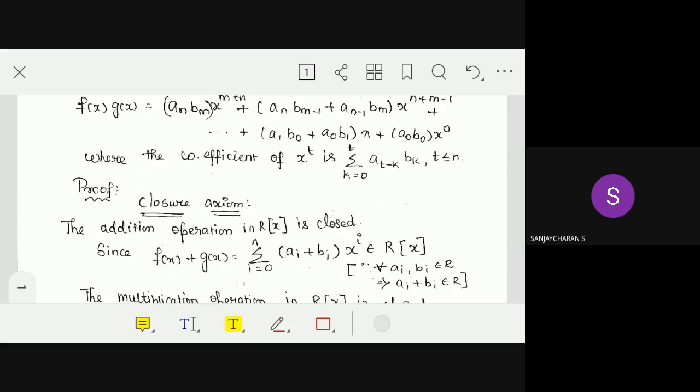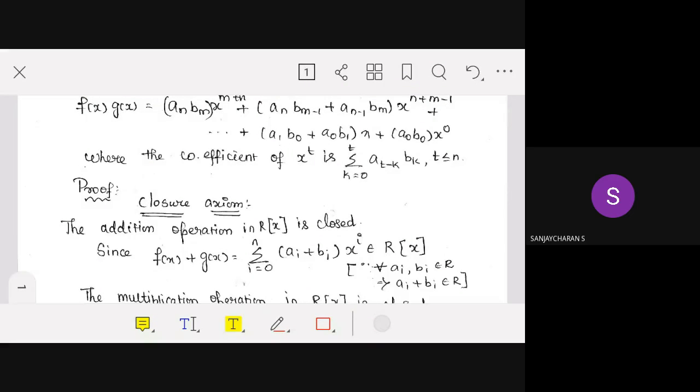So f of x plus g of x equals summation i equal to 0 to n of (ai plus bi) into x power i. In this, ai and bi belong to R, so ai plus bi also belongs to R. Therefore the closure axiom is satisfied under addition.